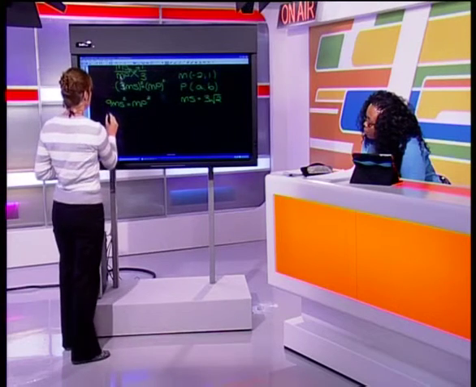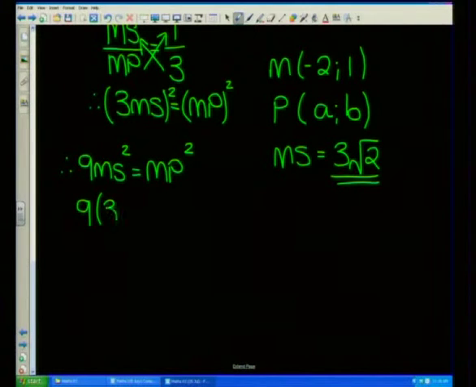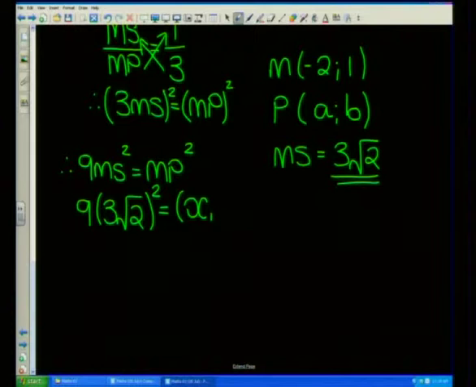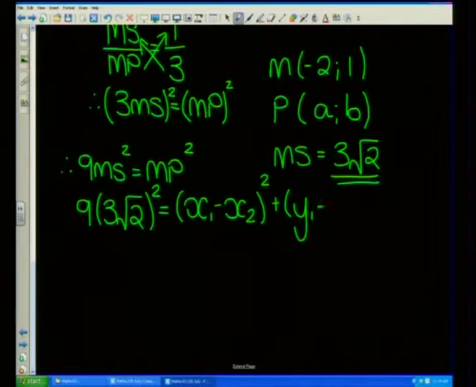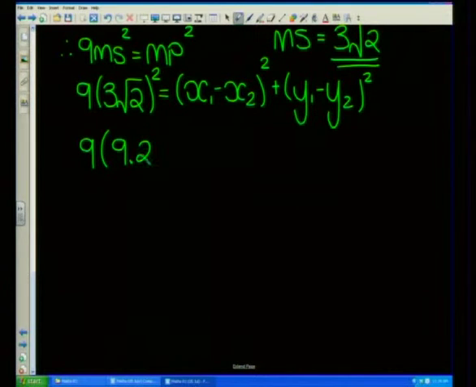Now we're going to say 9 multiplied by, my distance from M to S was 3 root 2, so 3 root 2 squared is equal to, now we're going to take the distance from M to P using our distance formula. So we're going to have, let's just quickly write it for safety's sake, x1 minus x2 squared plus y1 minus y2 squared. And when we sub that all in, first of all, let's just do a bit of working out over here. If I take 3 squared, that's going to be 9. And if I take the square root of 2 squared, remember a square and a square root cancel each other out, so we are left with just 2.